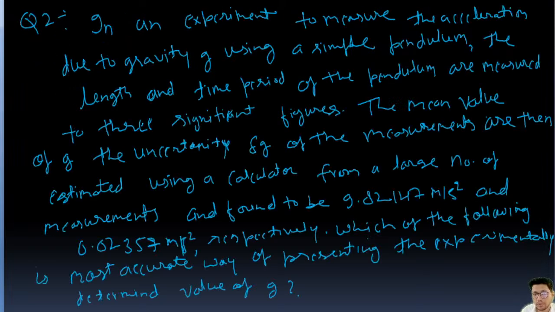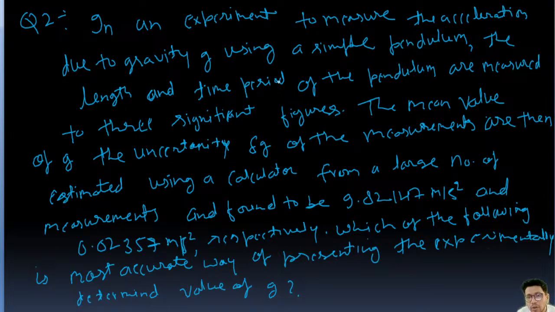Simple question. I'll read it for you. In an experiment to measure the acceleration due to gravity, that is g, using a simple pendulum, the length and time period of the pendulum are measured to three significant figures. So we have measured that to three significant figures.